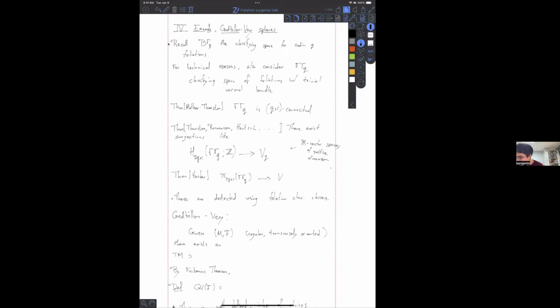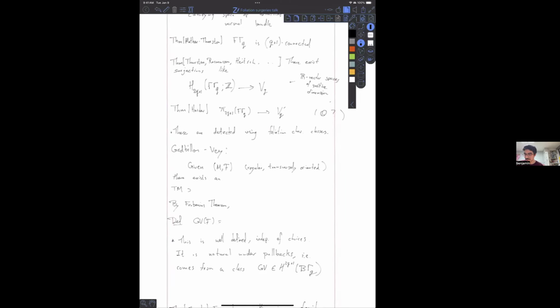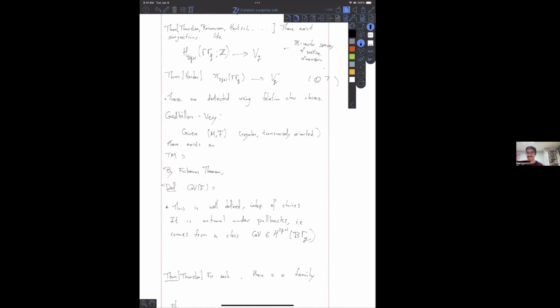There's a surjection of the 2q plus 1 homotopy group. So maybe you need rational coefficients. I think that's what Sam said earlier.